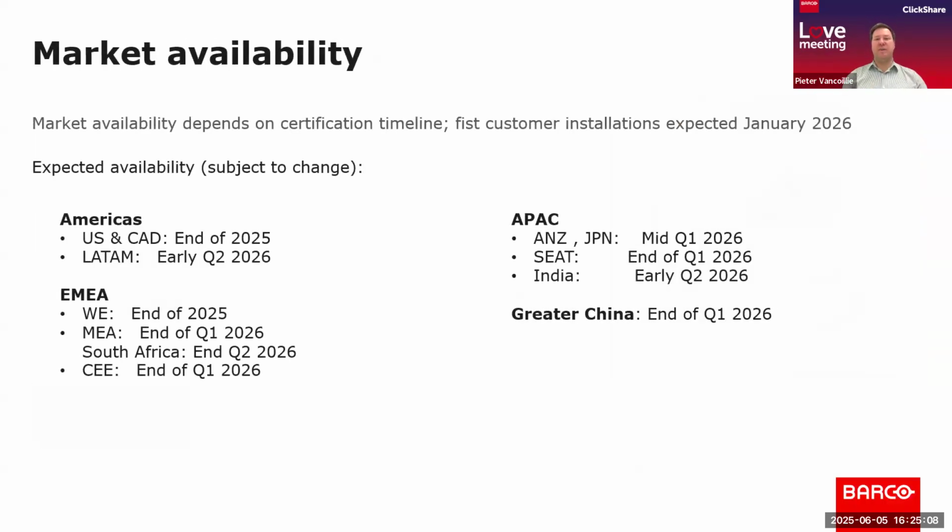When will the product be available? First availability, we expect to have it by the end of the year, and that will be in the US, Canada, and in Western Europe. Further availability will then come in the first quarter of 2026 in Asia, leading to full global availability in these regions in the second quarter.